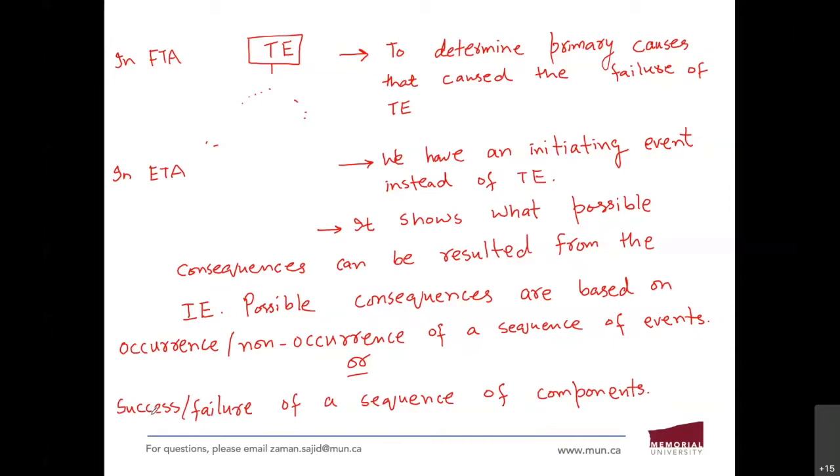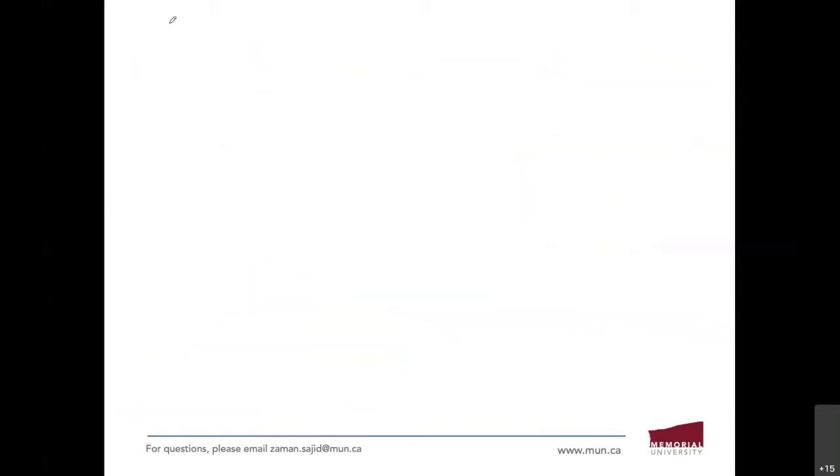Folks, I need to go to the next slide, please. I will explain to you what are the steps in event tree analysis. So let's write down the steps which are involved in event tree analysis. The first step is we define or identify an accident, this is A, and that is what we are calling the initiating event.